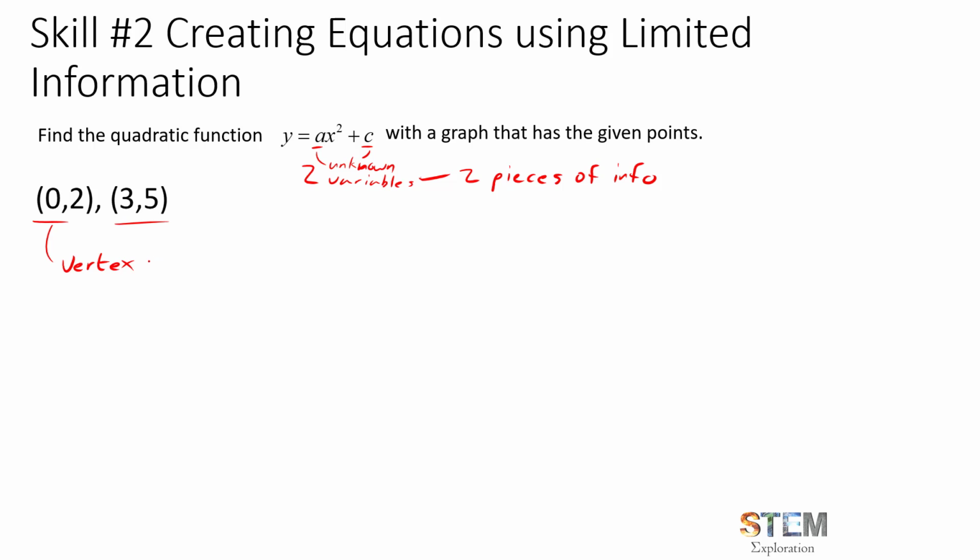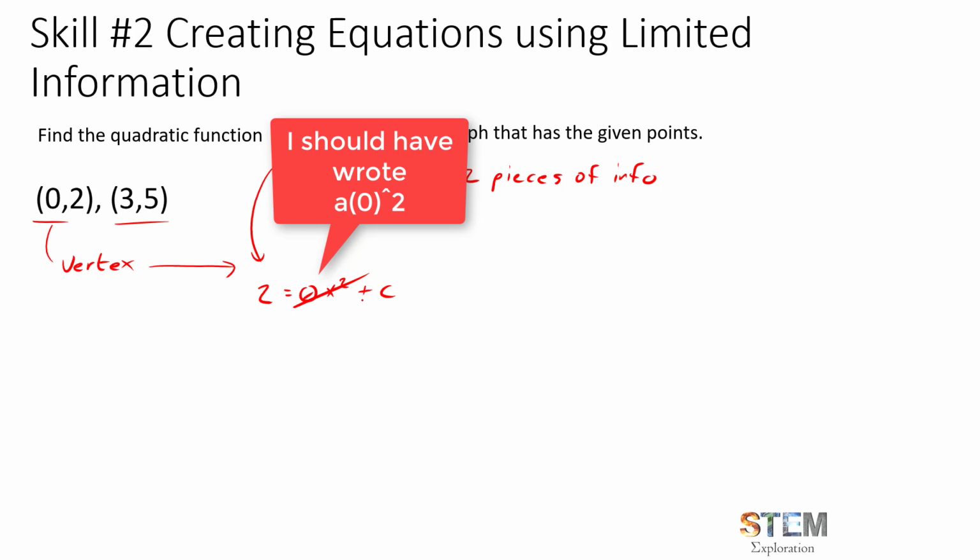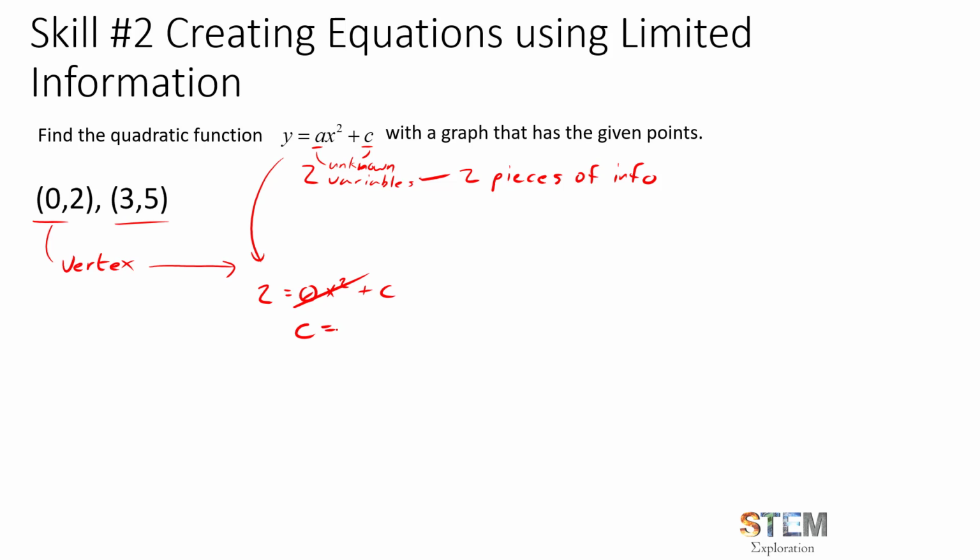So if we plug the vertex into the equation up here and we combine these 2 pieces of information, we'll find that when y is equal to 2 and you have 0 in for x, that's going to cancel out your x squared plus c. Anything multiplied by 0 is 0, and that tells you right away that c is equal to 2. You just got one of your 2 variables figured out here.